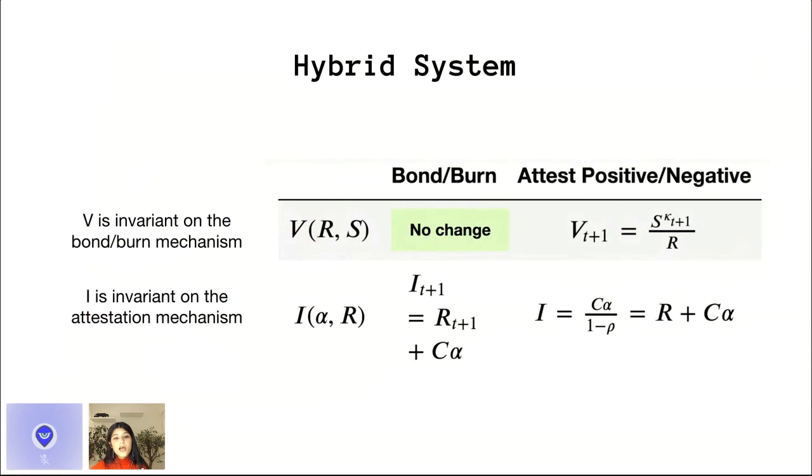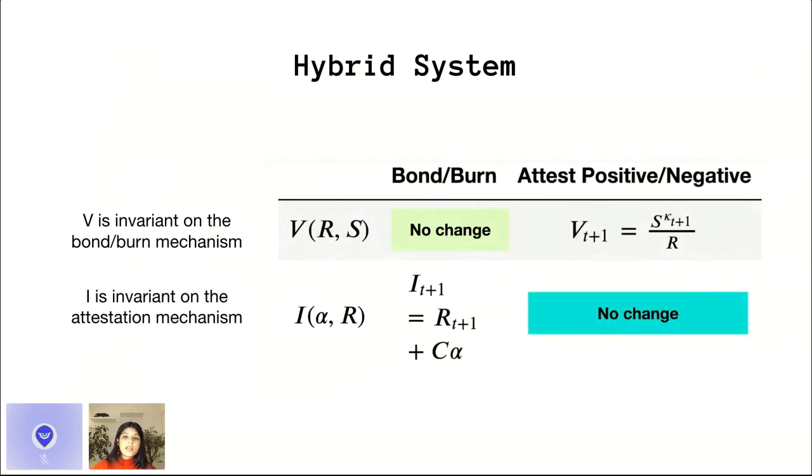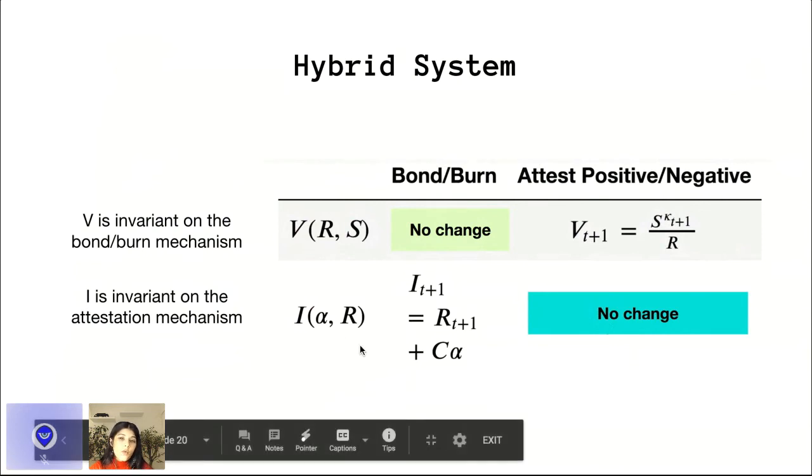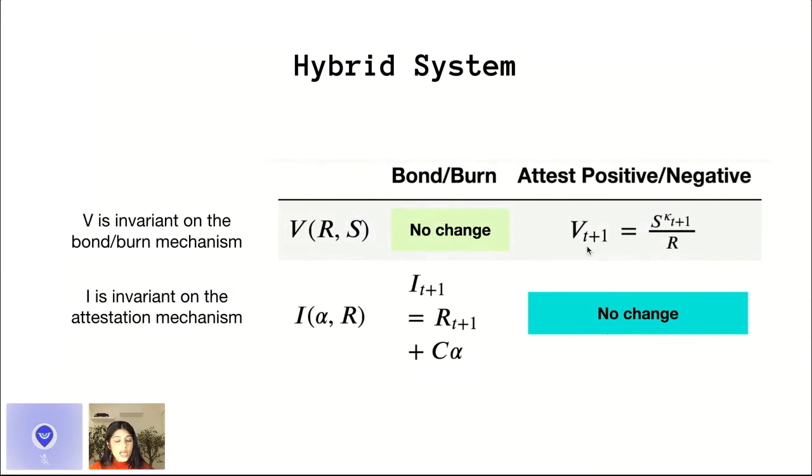So we have two invariants here. The first is invariant V, which is conserved within the bond and burn system. And then we have invariant I, which is conserved in the attestation mechanism. But between these, invariant I will change when any bond or burn action is taken, and invariant V will change when an attest positive or negative action is taken. So these are only local invariants, as you can see. They are only conserved within their respective mechanisms.